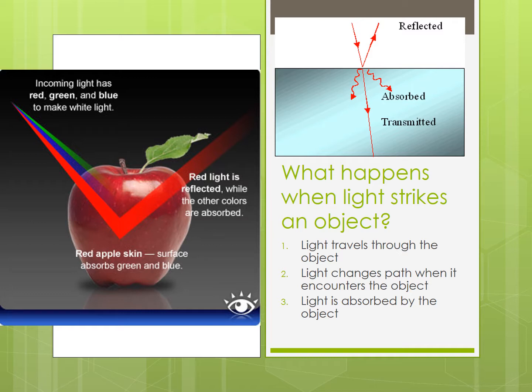So light can either be transmitted through an object, so you can see through it, it's transparent. It can be reflected off an object, so you can see the color that's the wavelength reflected, or it can be absorbed by that object, transferring its energy to it.